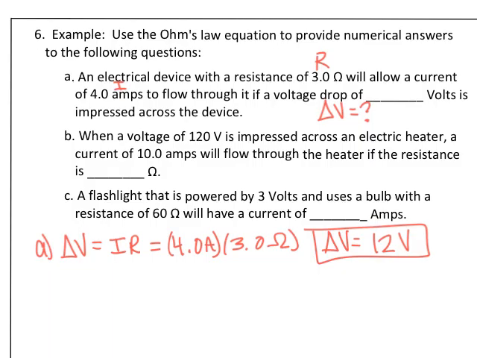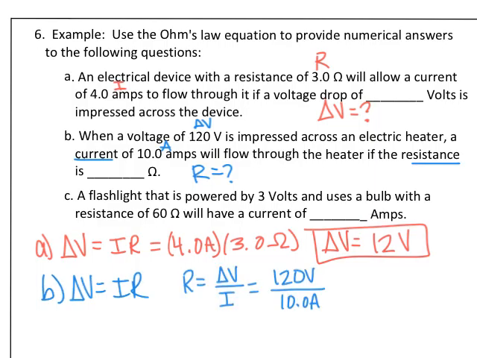I'm going to switch colors now. For the next one, we have a voltage of 120 volts. This is our electric potential difference. So I'm going to go ahead and label that delta V. Next, we're told a current of 10 amps is going to flow through our heater, and we're looking for the resistance. So go ahead and use Ohm's Law and set that up. You can either rearrange first or plug in your numbers and then rearrange and come back and check your answer. So with this one, you should get a resistance of 12 ohms.